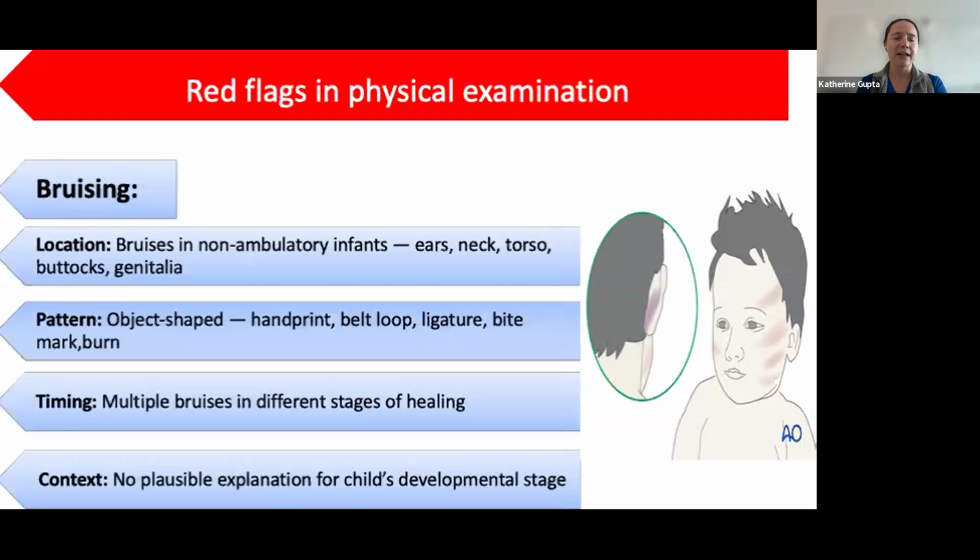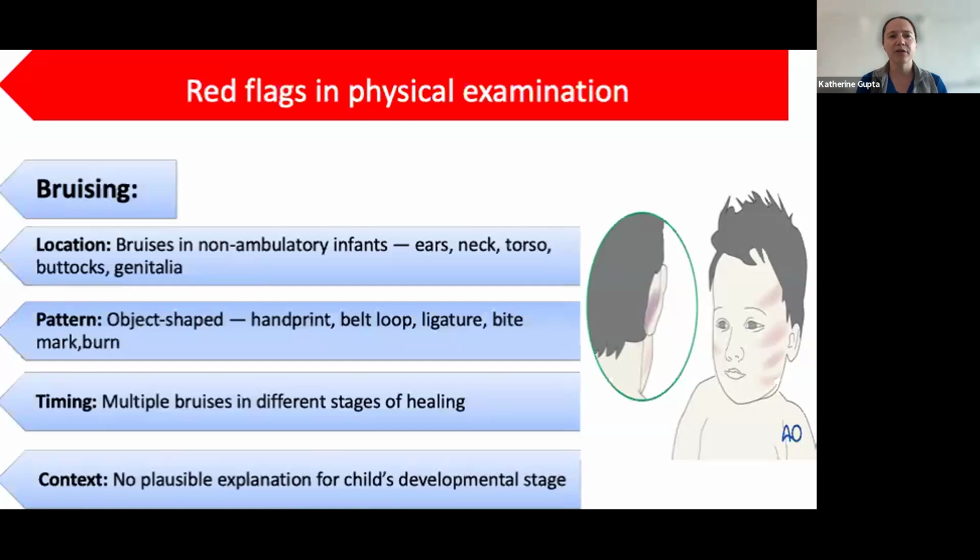Now, active young children often have lots of different healing bruises in certain parts of their bodies, like their shins and their arms. But if you're seeing a lot of bruises and they're all in different stages of healing, which tells you that there have been repeated injuries, that can be concerning. And again, the context here really matters. If there's not a good explanation for why a child should be bruised, then that is a red flag.